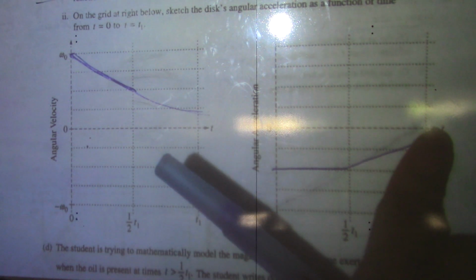Now for my angular acceleration, again, everything is the same for the first half, and then they drip oil and I'm getting less torque, so I should be getting less acceleration. So I have it just decreasing. It didn't say it went to an acceleration of 0, but I think you can make it go to 0. You cannot make it go on the other side, because putting enough oil does not make it start accelerating the other way. It's just not slowing down as much.